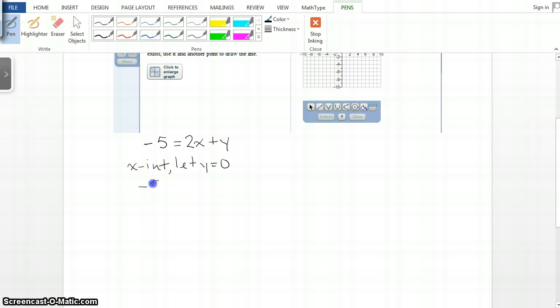So in my equation, I'm going to plug 0 in for y. Alright, 2 times x plus 0. So that gives me negative 5 equals 2x. And if I solve for x, it gives me negative 5 halves, which is the same thing as negative 2 1/2, because we're going to have to graph that. Alright, crosses my x-axis at negative 2 1/2.